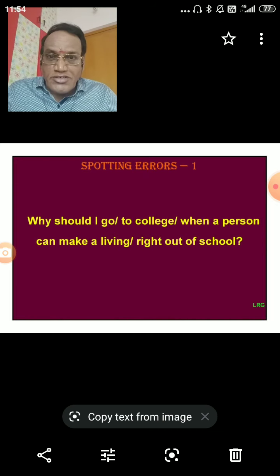So a person is an indefinite subject. We don't know whether it is a male or a female. Therefore, it is always preferable to use they. Now let me read the corrected sentence once again. Why should a person go to college when they can make a living right out of school? So these are the two ways in which the sentence can be rectified after identification.